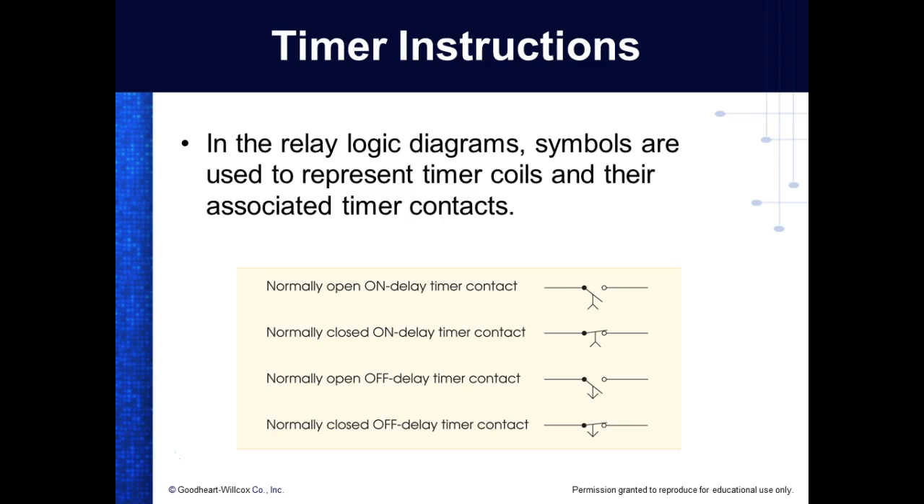So this would be on delay, right? Normally open on delay, or some people say normally open timed close. They would call this a normally closed timed open, right? They would call this a normally open timed open because it's off delay. This would be a normally closed timed close. So your off delay timers, you say the same thing twice. Your on delay timers, you say it opposite every time. That makes sense? Okay. So these are the electrical symbols for the timer contacts.